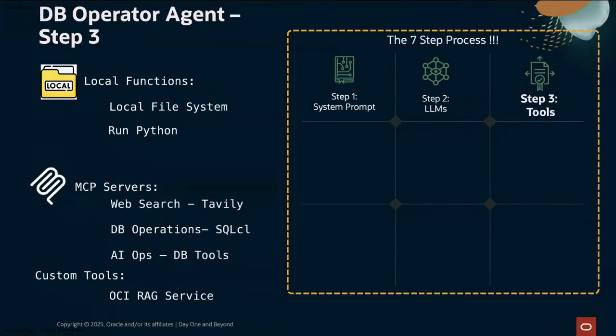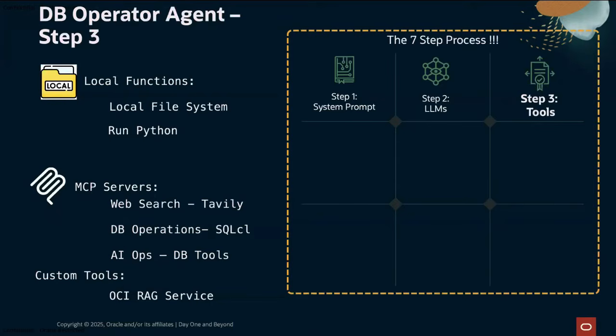So I gave a local file system tool. I give the Python Scratchpad. I give a web search, Tavily. I give a data operation for SQLcl that we're going to work against. AI Ops DB tools: this is where we're going to know the status of my database system, the status of Oracle Cloud Infrastructure, things like that. And then another custom tool, the RAC services, where we're going to do knowledge sharing, right? So these are the tools that I brought in.